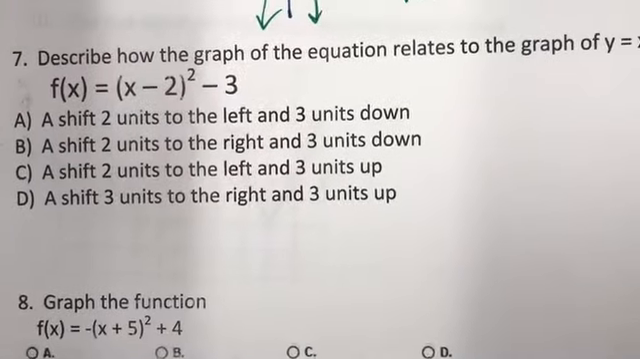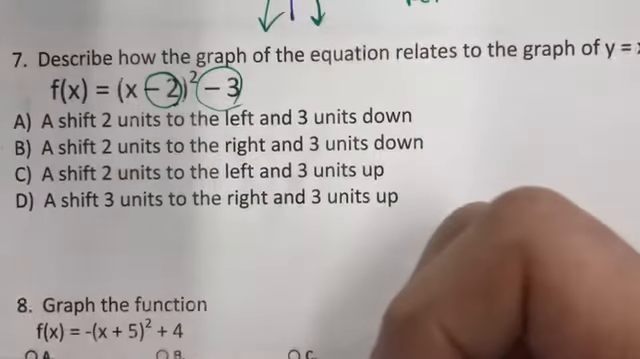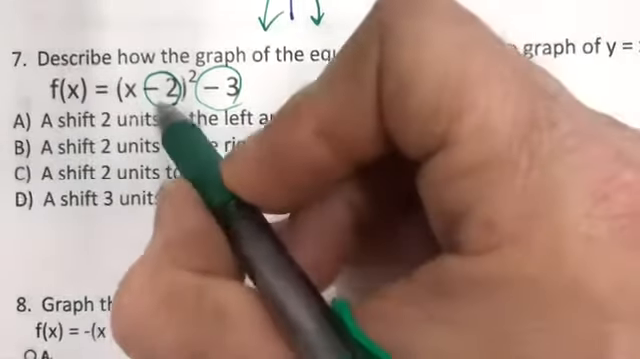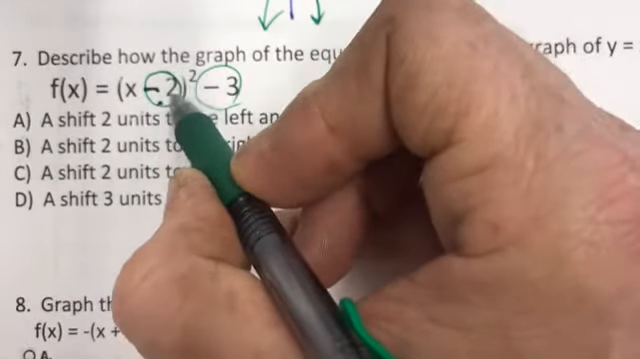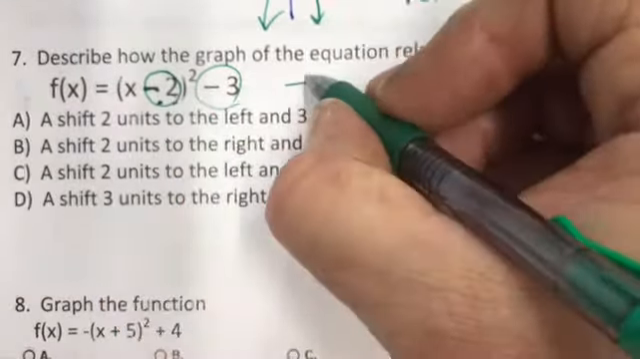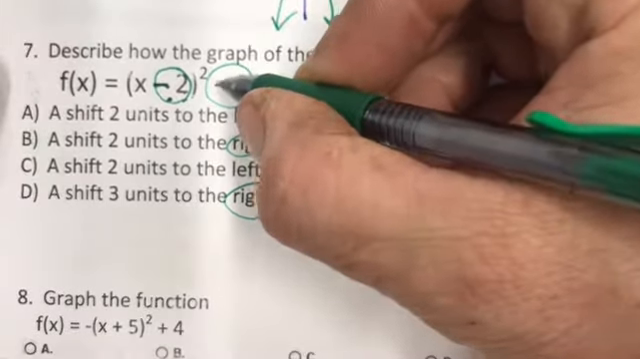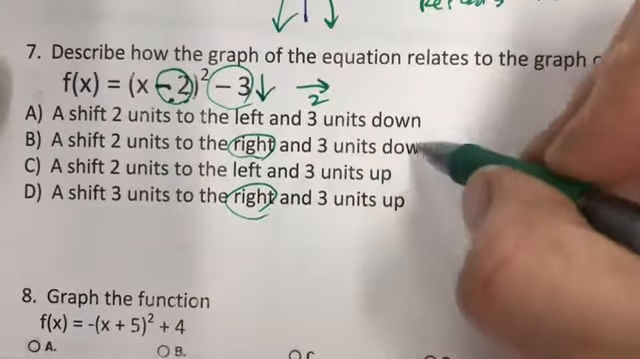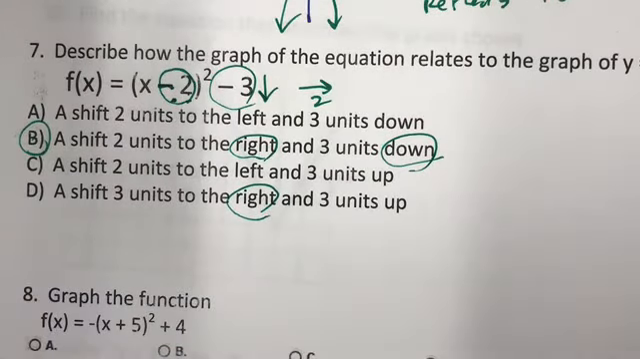Describe what's happening here. Okay, all we've got here is this minus 2 and this minus 3. All right, this minus 2 in here is going to go left or right. And since it's minus 2, that means it's going to go to the right 2. It does the opposite. So it's going to go to the right 2, which means it's got to be one of these two. But this minus 3, that's your up and down. And it does exactly what it says. So since it says minus 3, it's going to go down 3. So we're looking at right here, B. B is what our answer is.